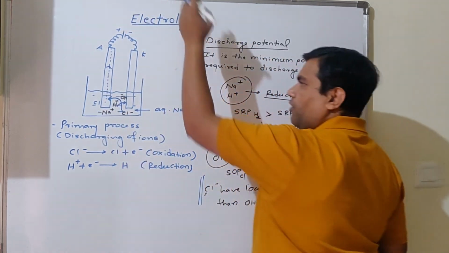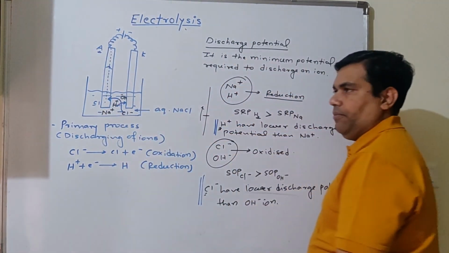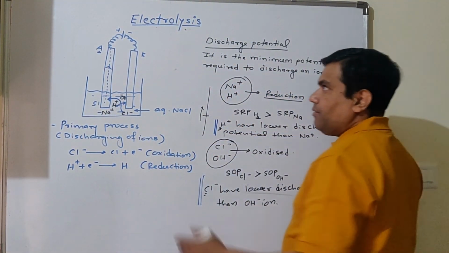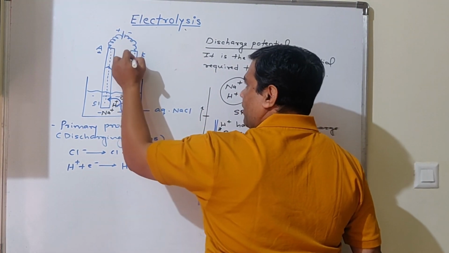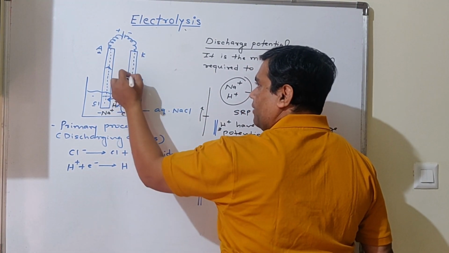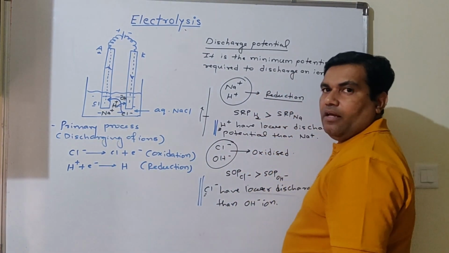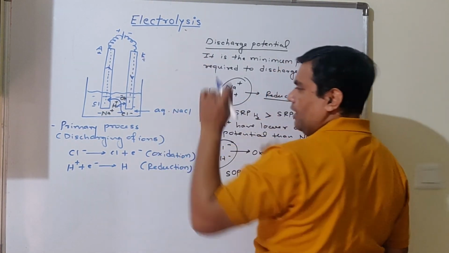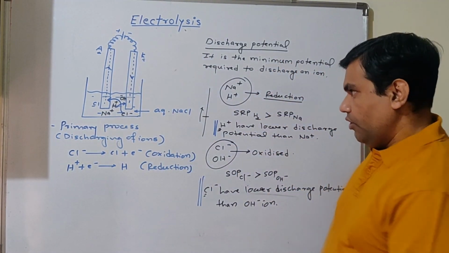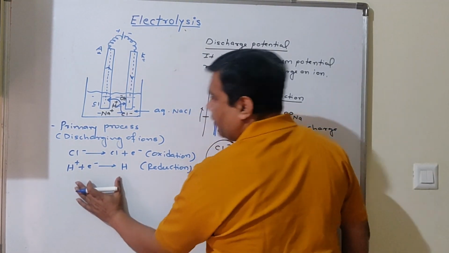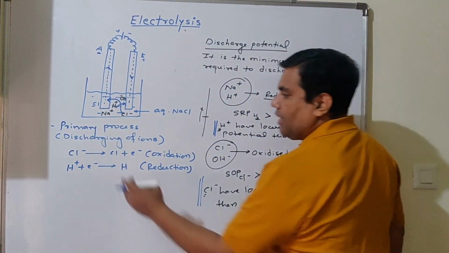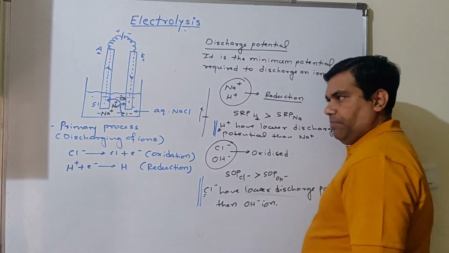The movement of the electron is in the upward direction. This is an anode. Similarly, the same number of electrons will enter through the negative pole of the battery into the electrolyte. So there is downward movement of the electrons, and this is a cathode. So in the first process, that is the primary process, there will be discharging of Cl negative and H plus.